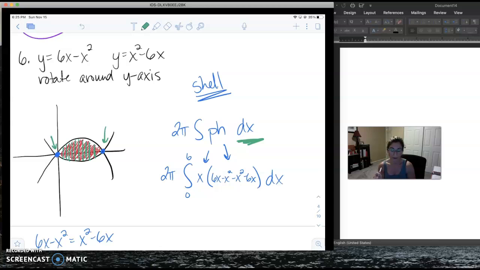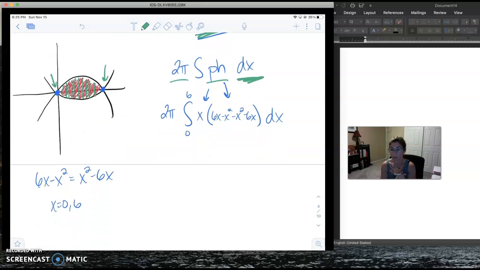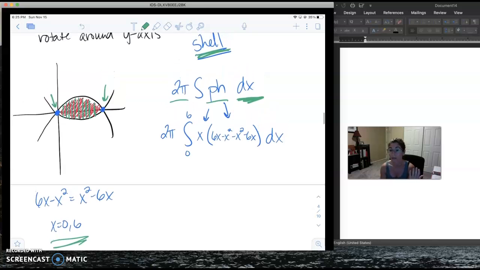But now where's your axis of revolution? Well, your rectangles are here, and didn't it say that we want to rotate it around the y-axis? So if this is my axis of revolution and these are my rectangles, it looks like those are parallel. And if they're parallel and I rotate it around, I'm going to use the shell method. So I know I'm going to do my 2 pi ph, with respect to x. I need a starting point and an ending point on my x. It looks like those are the 2 intersection points. So I need to set my 2 equations equal to each other, move everything to the same side, and factor, and it looks like they intersect at 0 and 6. So those are my limits of integration.